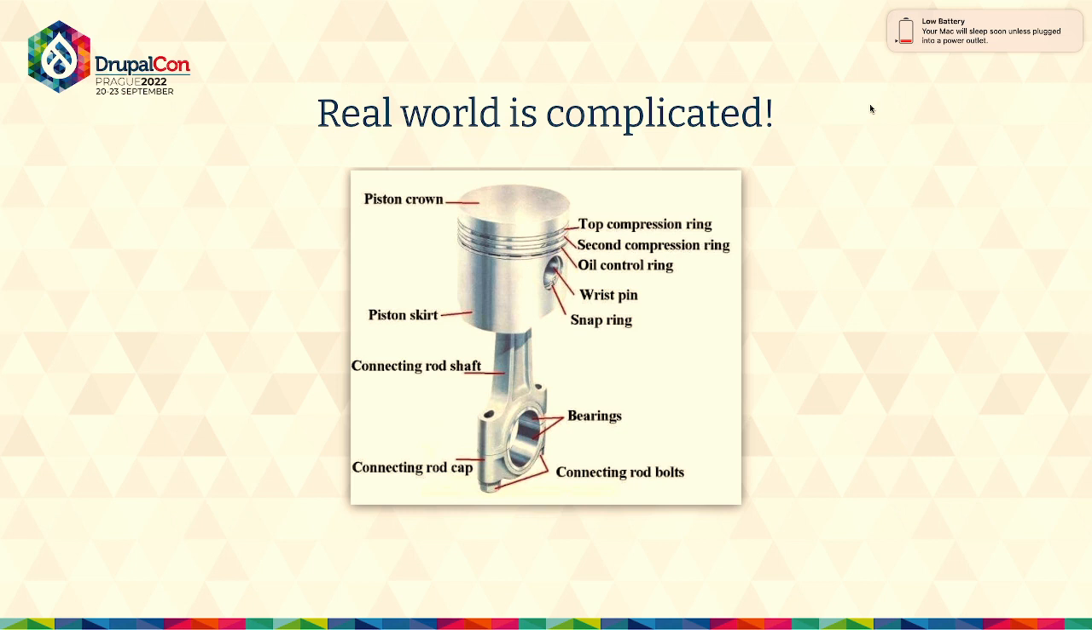and the way in which these dependencies are managed, if you have to manage it by yourself, it becomes very hard, because then you have to create a class for a piston, you have to create a class for a piston crown, and so on and so forth. And then pass it and inject dependencies, and it becomes like a multi-level thing. So modern frameworks like Drupal do it for you. They provide a way in which these dependencies are solved automatically by a dependency injection container.